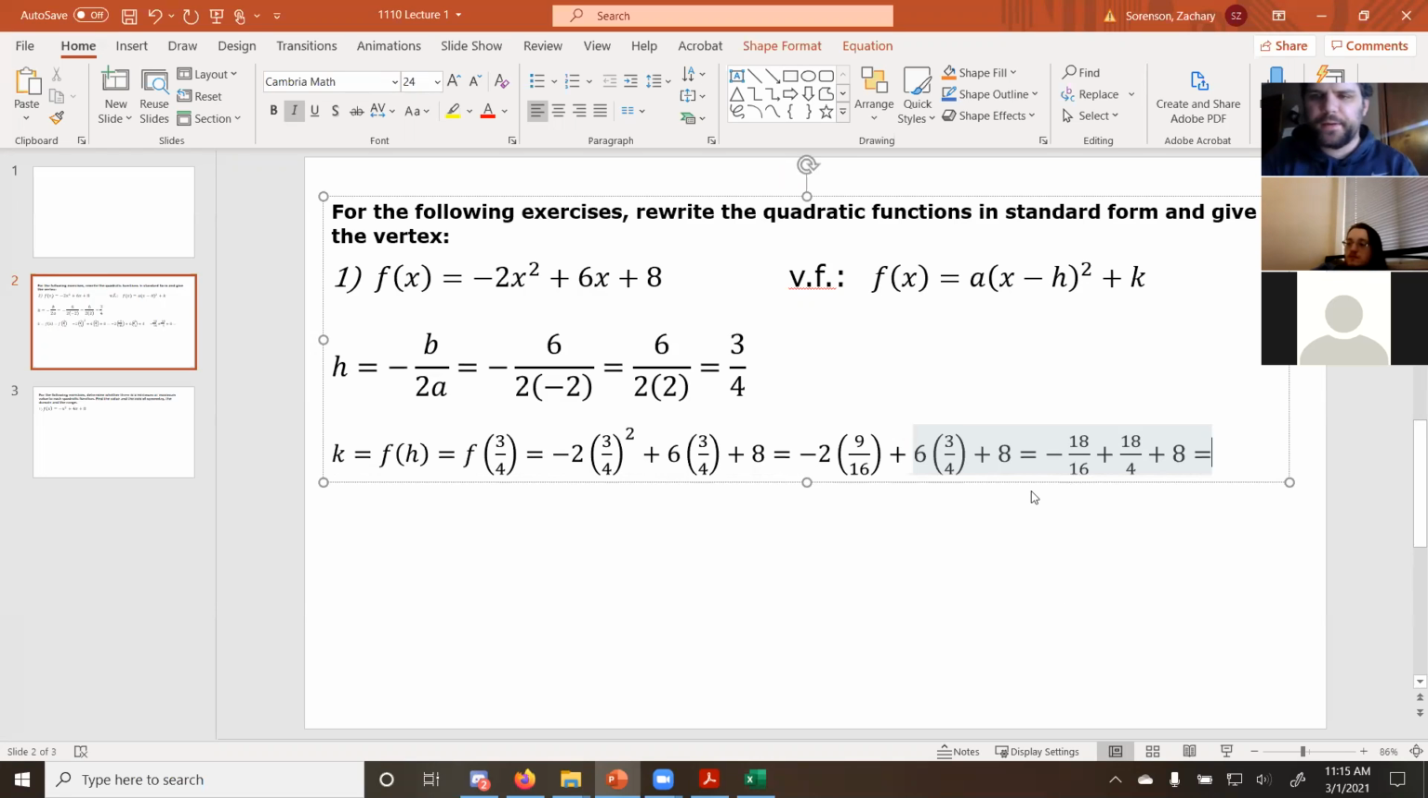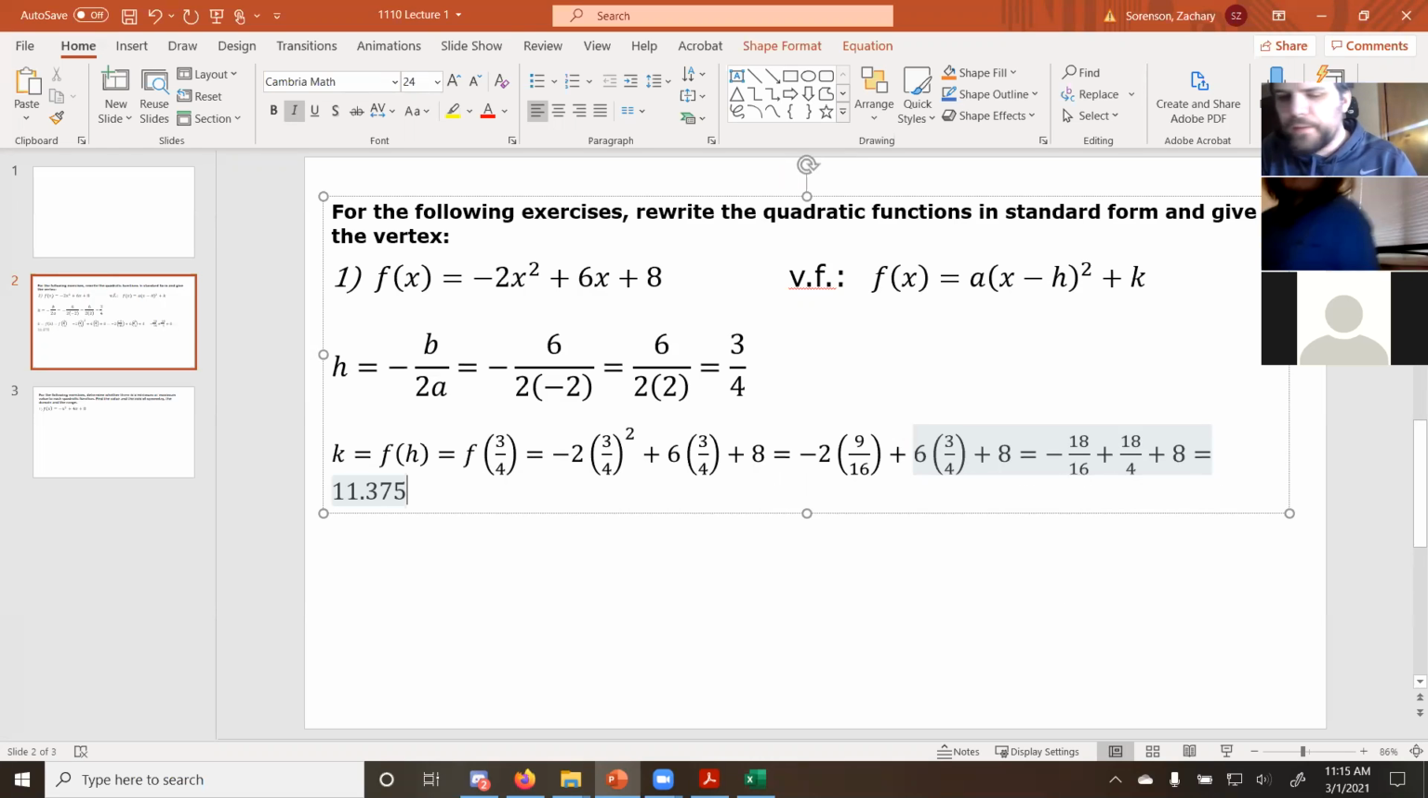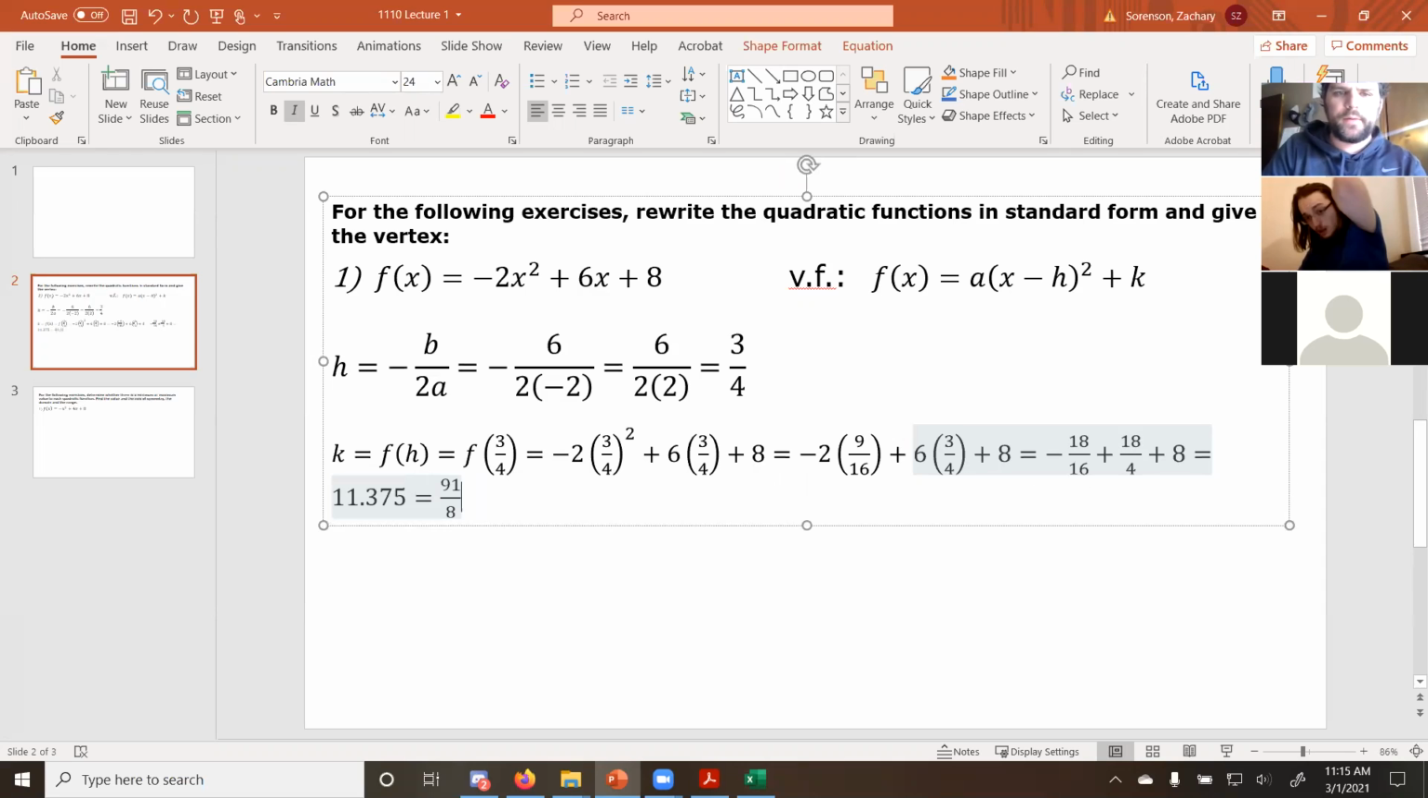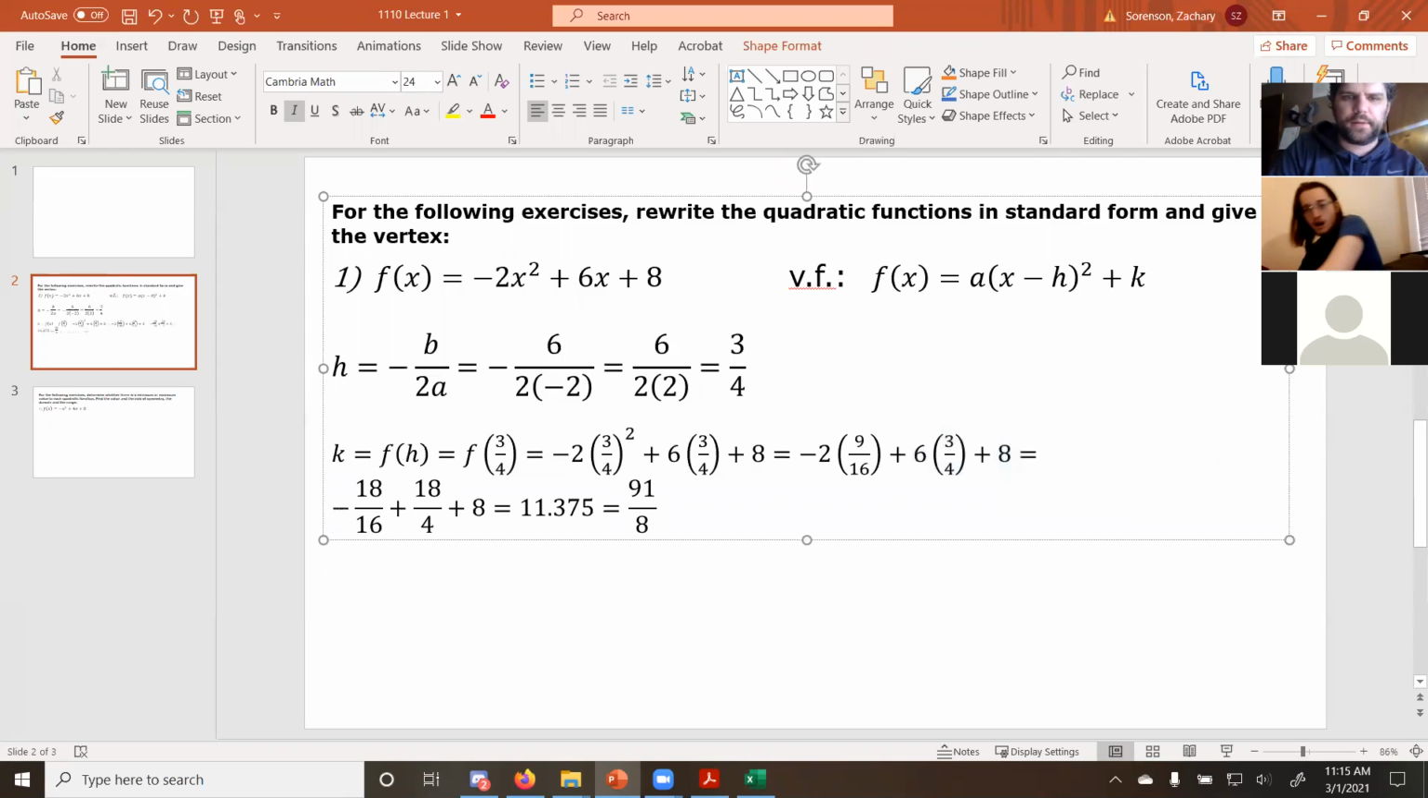So that gets me a final answer, 11.375, or if we want to write it as a fraction, 91 over 8. Oof, should have picked an example that is not a fraction.